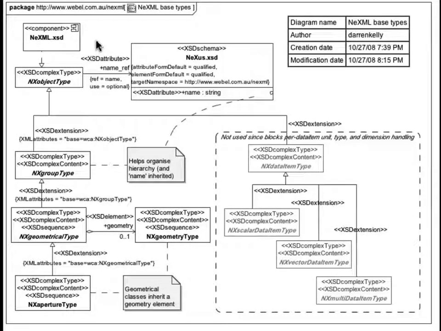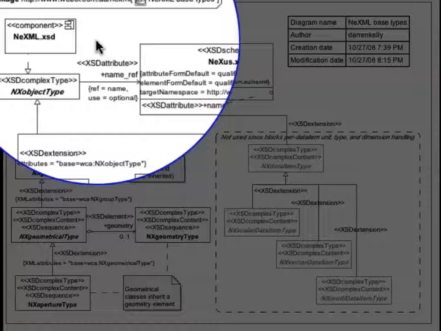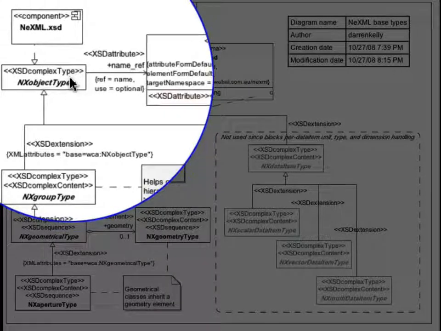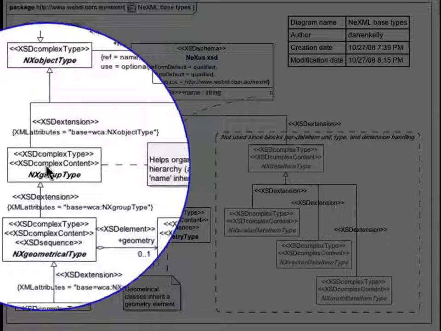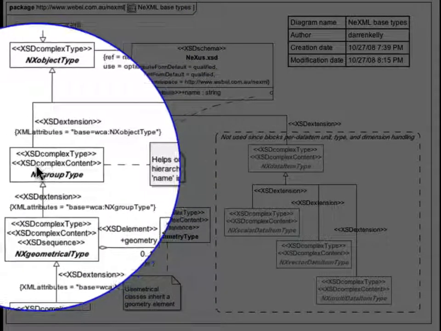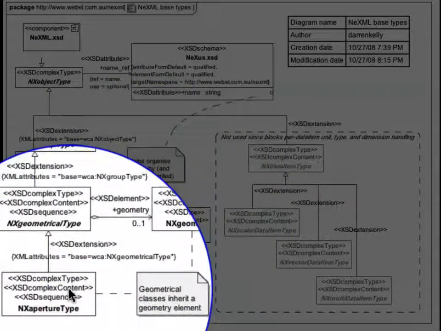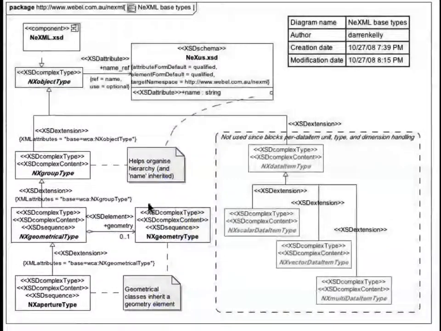Okay, I have here an overview of the NeXML base types as seen in XSD. Now, the hierarchy is based on the NeXus Beans hierarchy with an NX object that has a name. And like the prototype NeXus Beans, it has an abstract Nexus group. Geometrical type we've seen with geometry, and aperture would be an example of a geometrical type. But notable is that I'm not using the data item hierarchy.